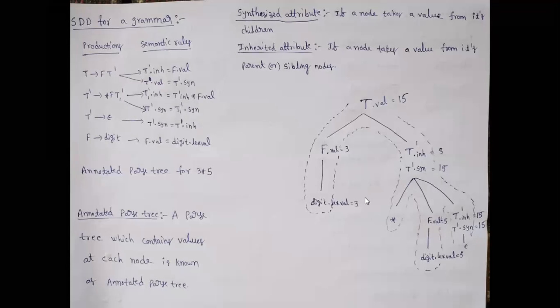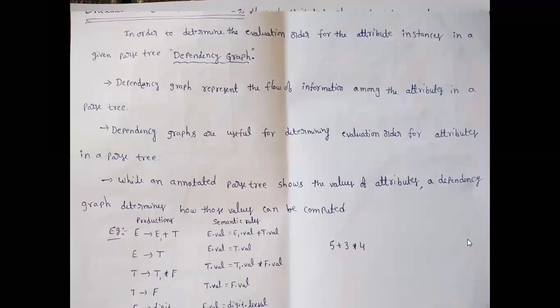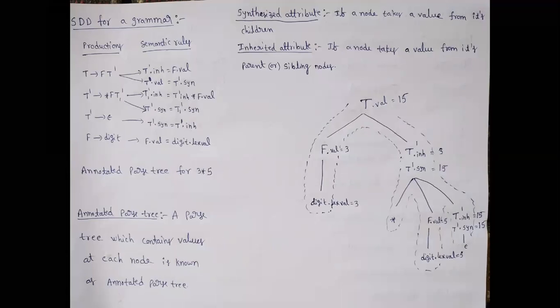Okay. Finally, this is 3 and star, this is 5, and star into, so here T dash we are going to write with epsilon. So 5 into epsilon becomes 5 only. So we are considering this expression. Okay. So it is the parse tree. Then now we are going to construct an annotated parse tree for this parse tree.